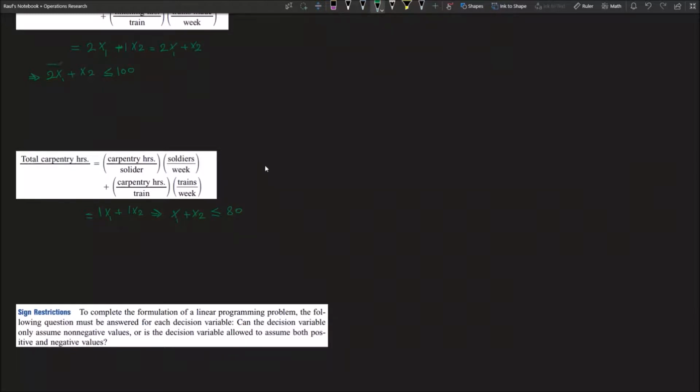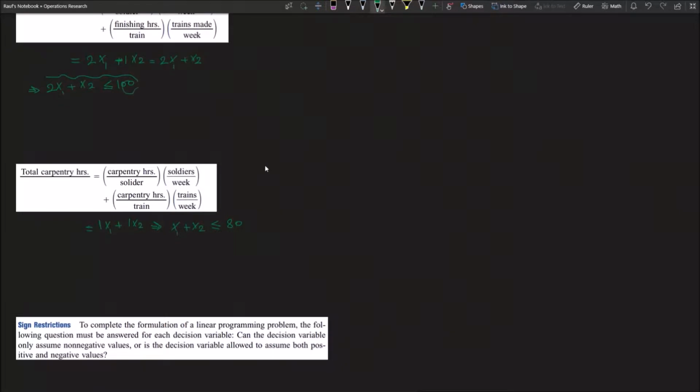So this is constraint number 1, and this is constraint number 2. So we had our golden equation, we had our main equation. Now we are building our constraints.